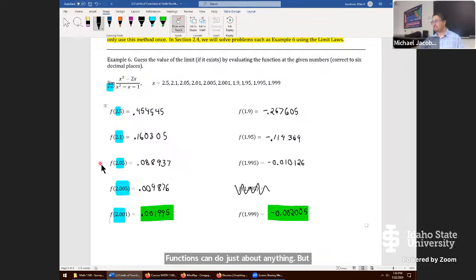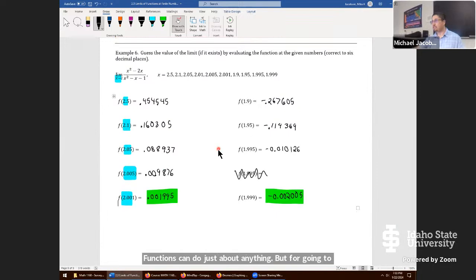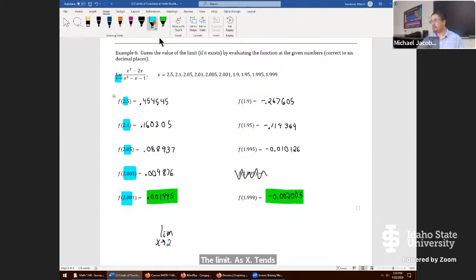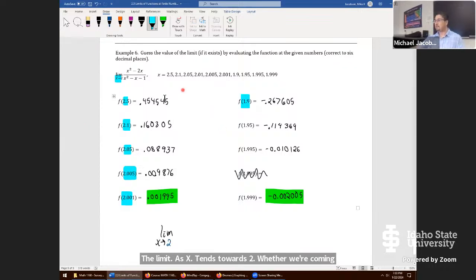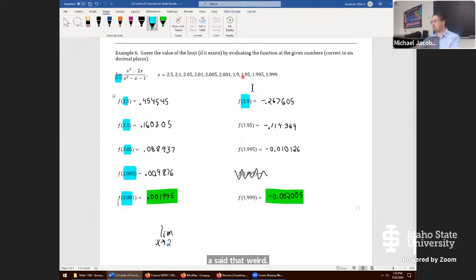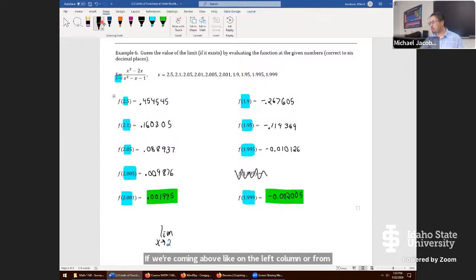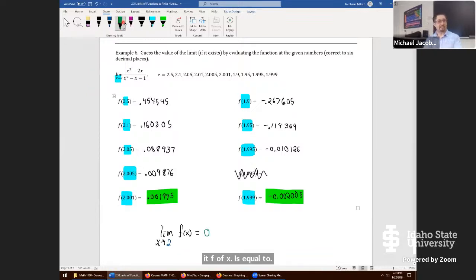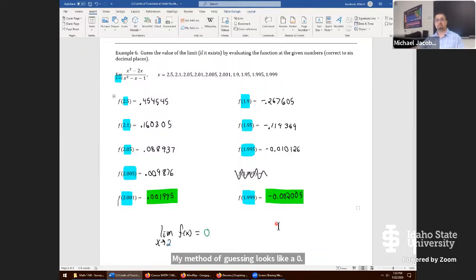But if we're going to make a guess based off this numerical evidence, here's what we would say. The limit as x tends towards 2, whether we're coming from above, like on the leftmost column, or from below on the right-hand column, the limit of that function, I'll just generically call it f of x, is equal to, by method of guessing, looks like a 0. How do folks feel about that? Does that make sense on the process here?